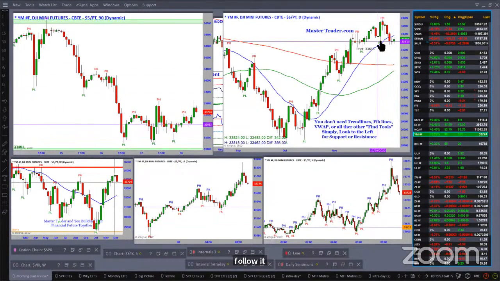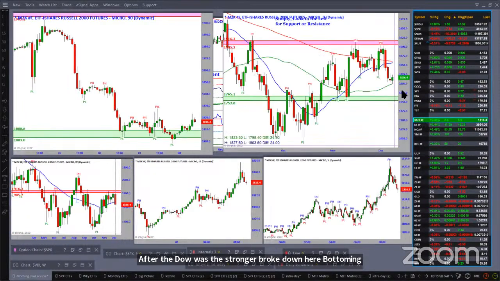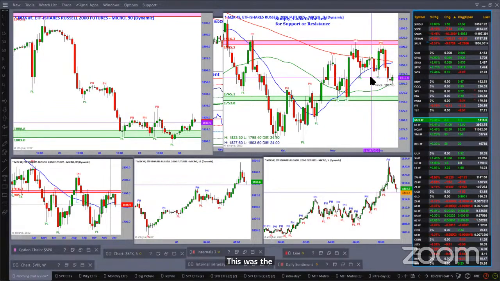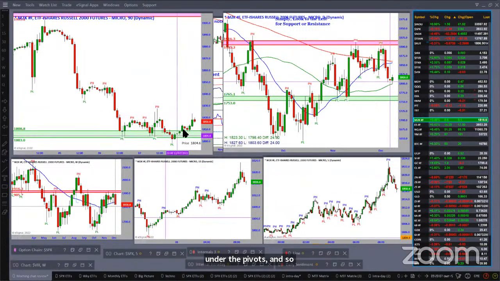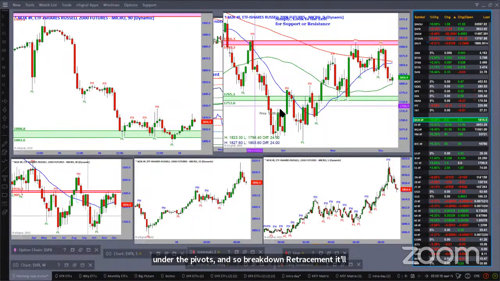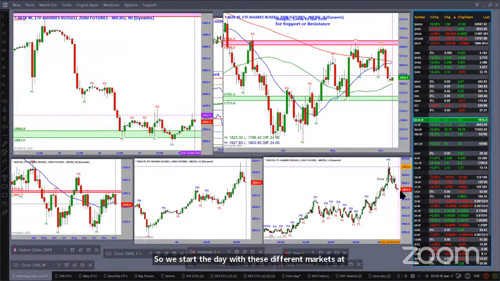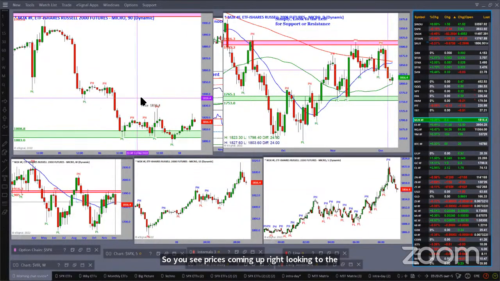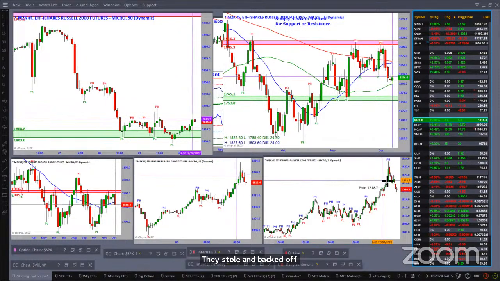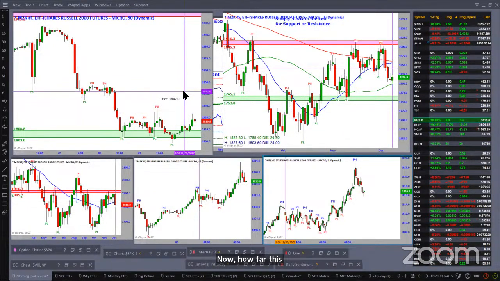So the Dow was the stronger, broke down here, bottoming pattern. This was the weaker, right? This broke down further under the pivots. And so breakdown, retracement, little shakeout at resistance. So we start the day with these different markets at resistance areas, short term, and backing off from them. So you see prices coming up, right? Looking to the left, shorter time frame, they stall and backed off. Just look to the left and it was right there. Now, how far this retraces is going to be key to the idea of whether prices can enter this short-term void.